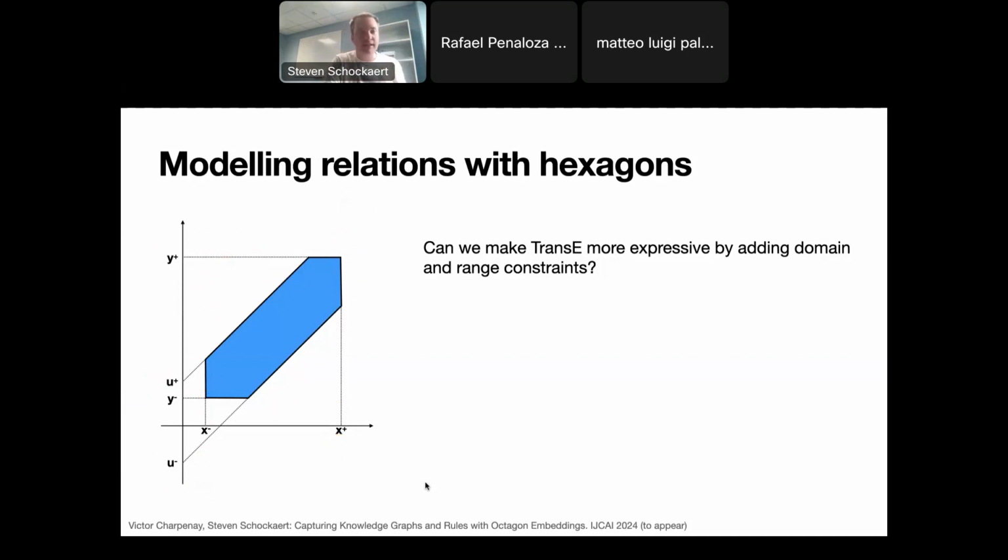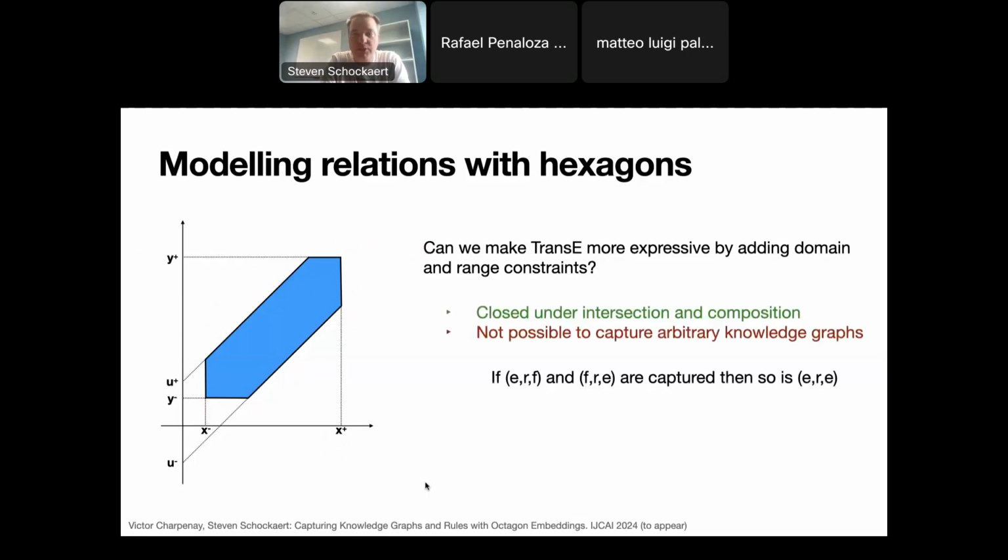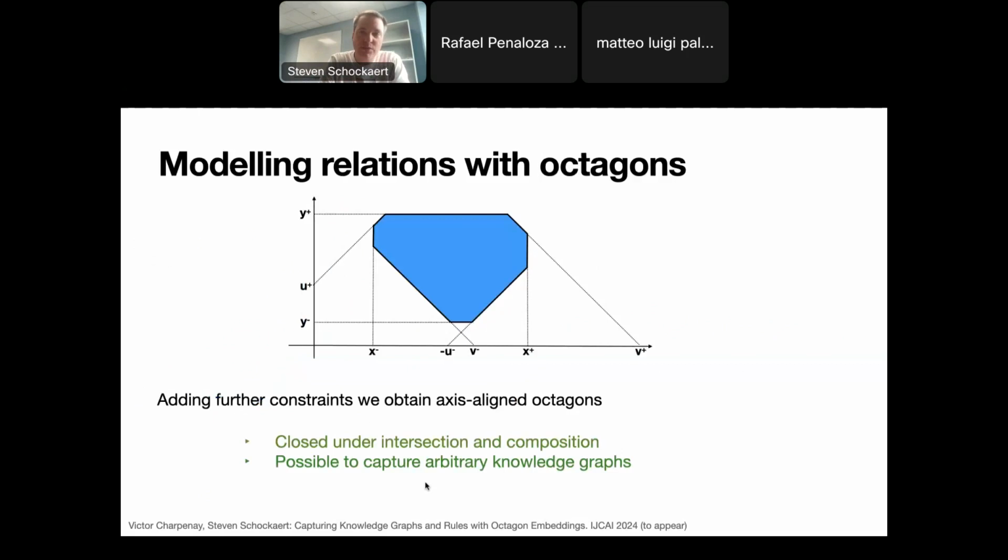It's not an arbitrary hexagon. It has two sides which are parallel with the x-axis, 2 which are parallel with the y-axis, and then 2 which are at 45-degree angle. But it looks more interesting. In practice, it still has some of the same limitations as trans-E, so it's still not possible to capture arbitrary knowledge graphs with these hexagons. But then what we find is that we can add one more set of constraints to go from a hexagon to an octagon that resolves these limitations.